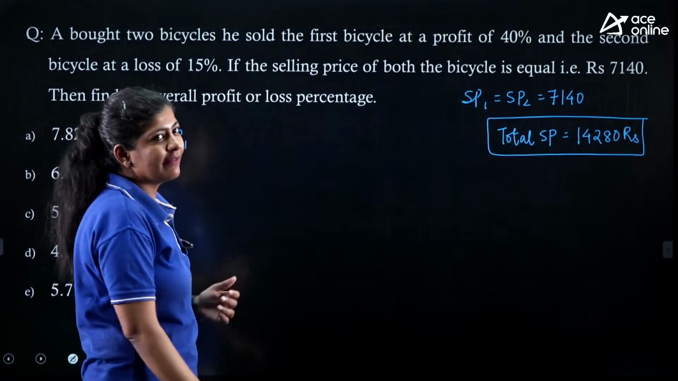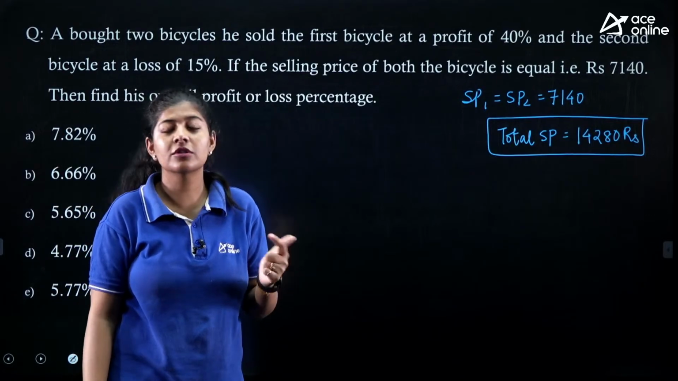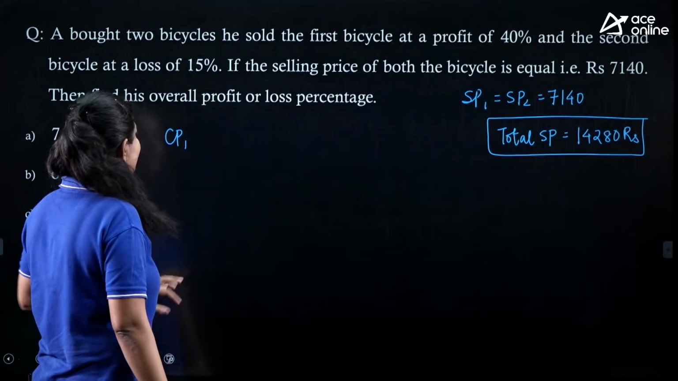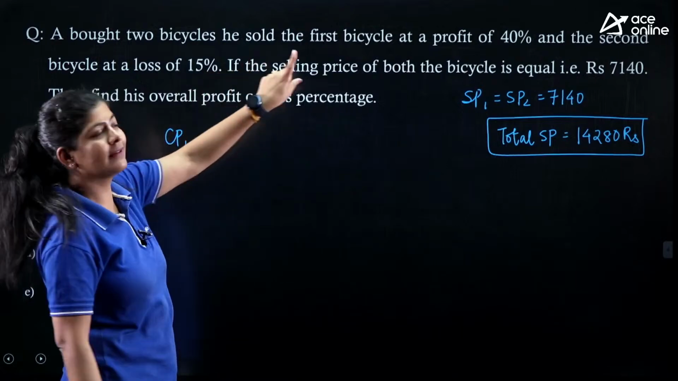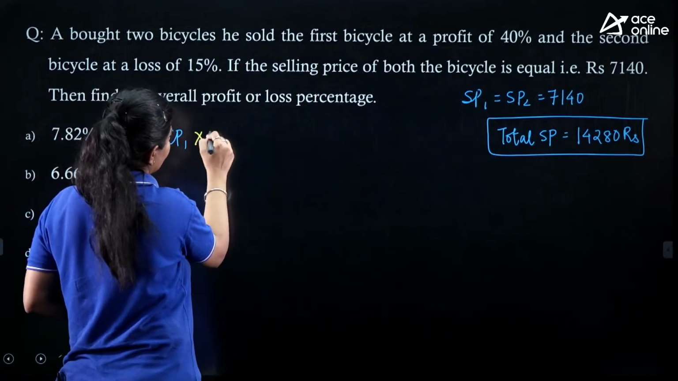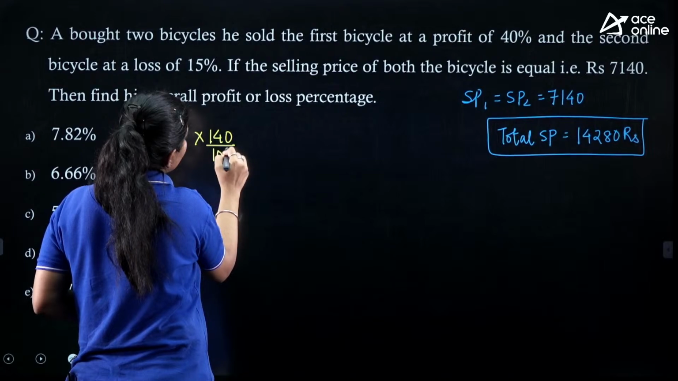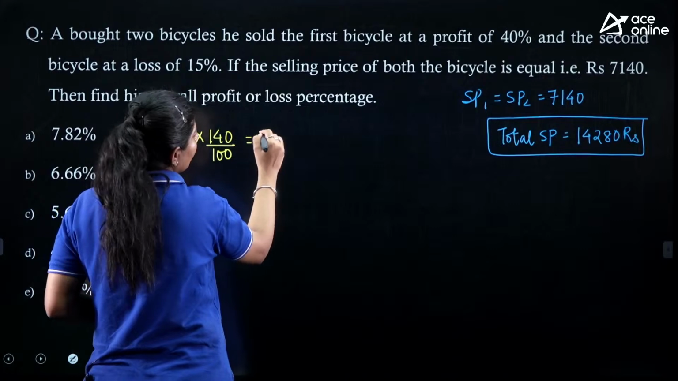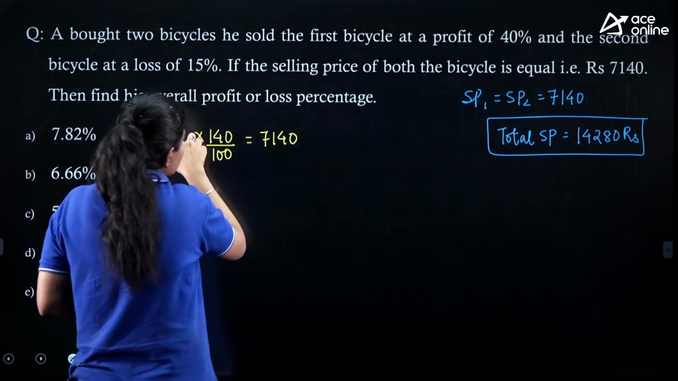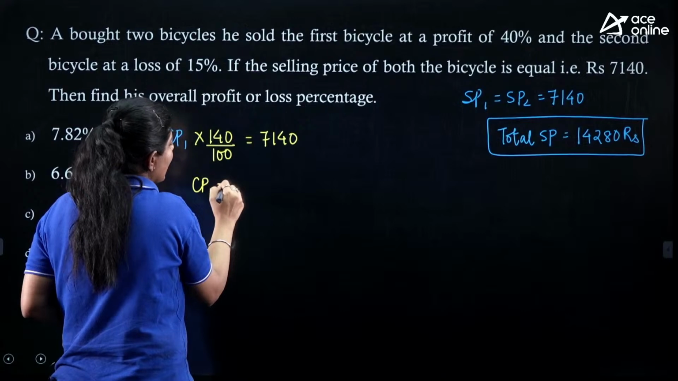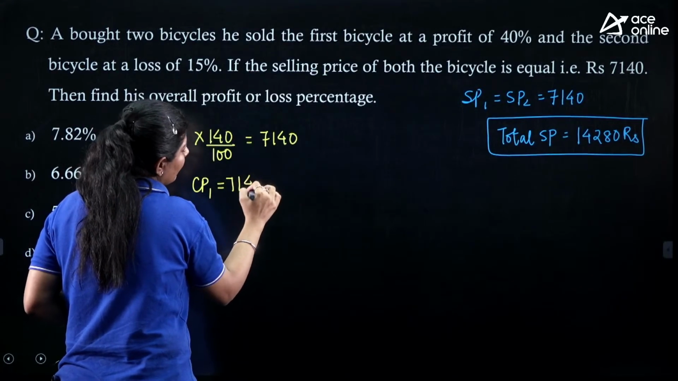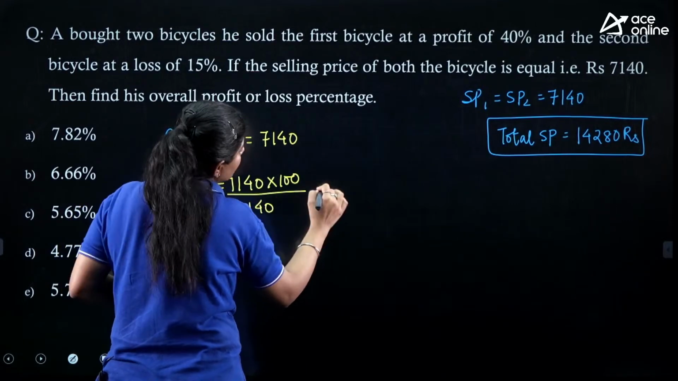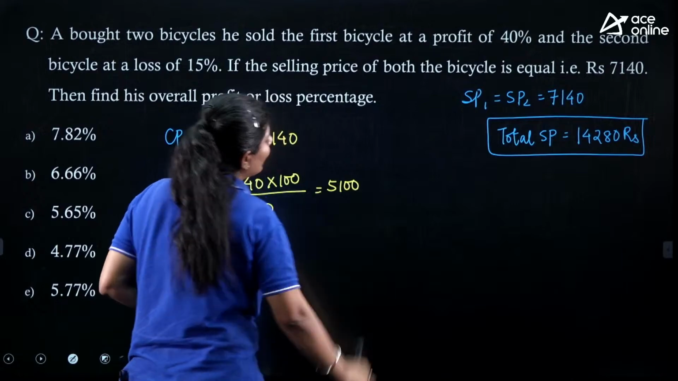We know that whenever we need to calculate the loss or the profit, it is always calculated on the cost price, right? So we know that on the cost price first we got a profit of 40%, or we can say that we sold it at a 40% gain, and eventually we are getting 7140. So from this one first we need to calculate the cost price, and the cost price is nothing but 7140 multiplied by 100 divided by 140, and the cost price that you got over here is 5100.